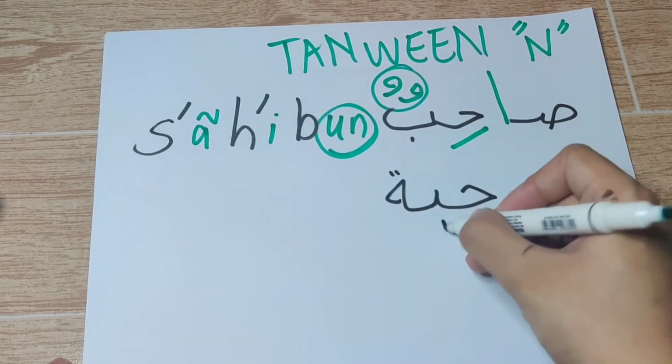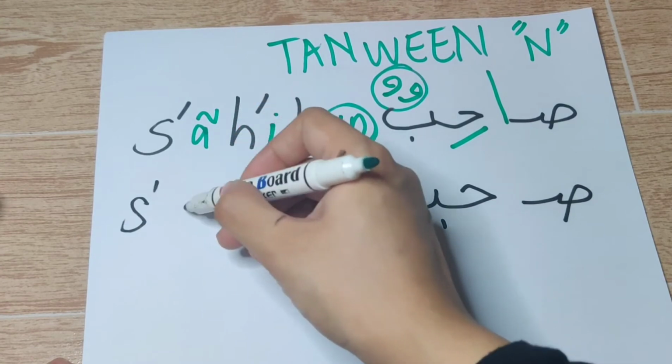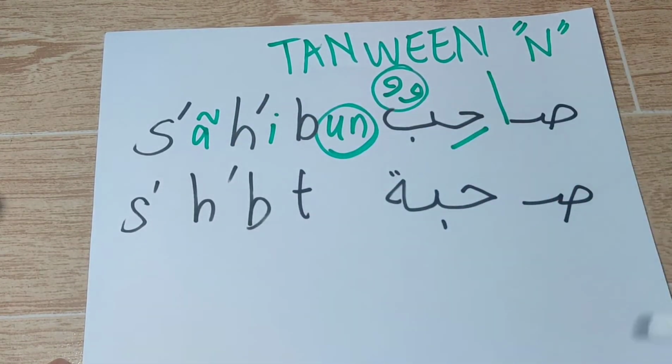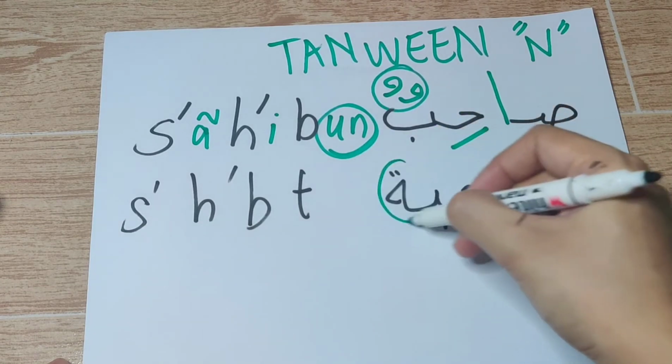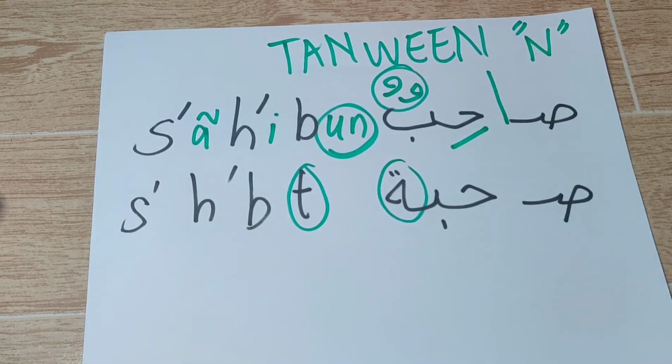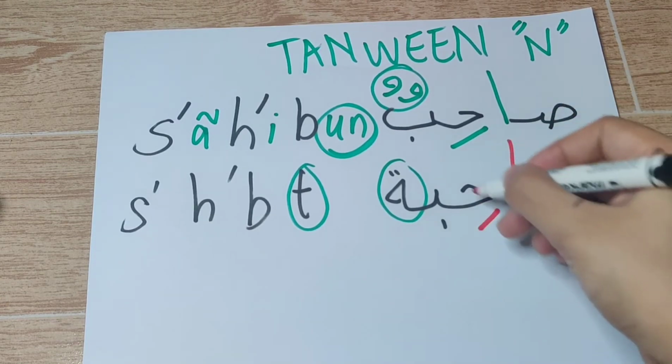We read it as sahibun. Sahibun: sad with mad bil alif is sa, ha with kasra is hi, and then ba with tanween dham is bun. Did you see the sound? We basically used the dhamma sound with the n sound.